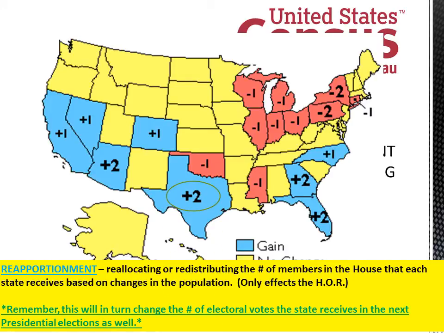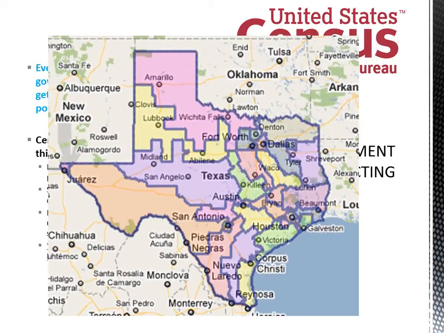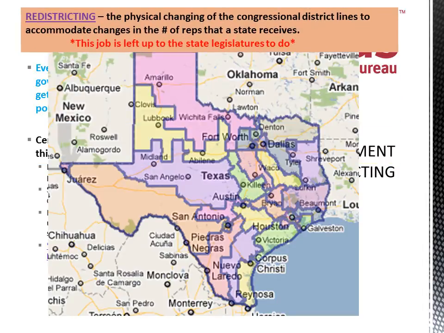Let's look at Texas, a state that gained representation based on census results. In order to give Texas 2 more members in the House of Representatives, you're going to need to physically redraw 2 of the districts to make an additional district for each member who's being added. We call this redistricting. Redistricting is the physical changing of the district lines to accommodate the changes that are needed to either add or lose members to the House of Representatives. It is the job of the individual state legislatures to go back and redraw these lines.